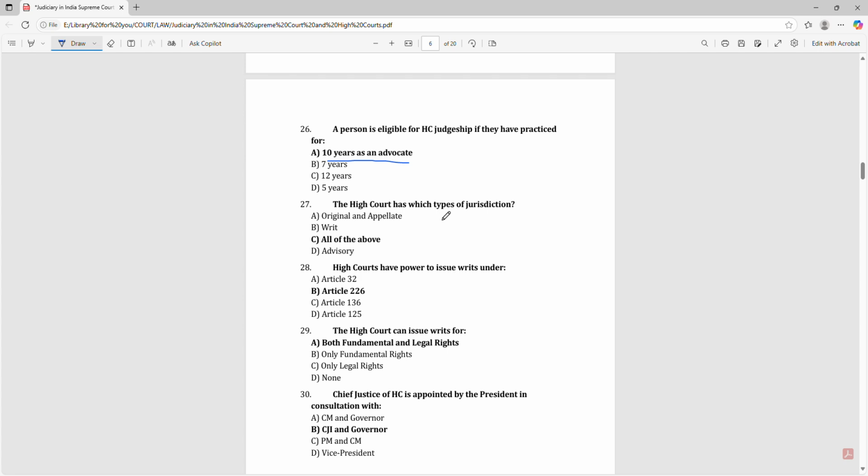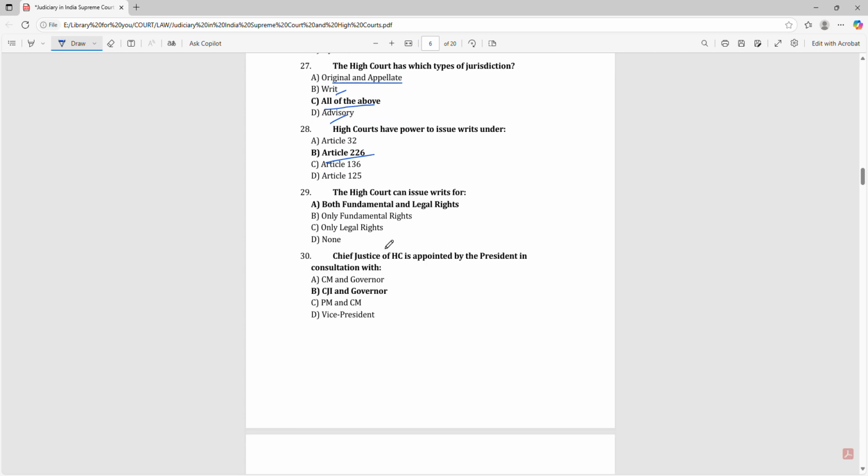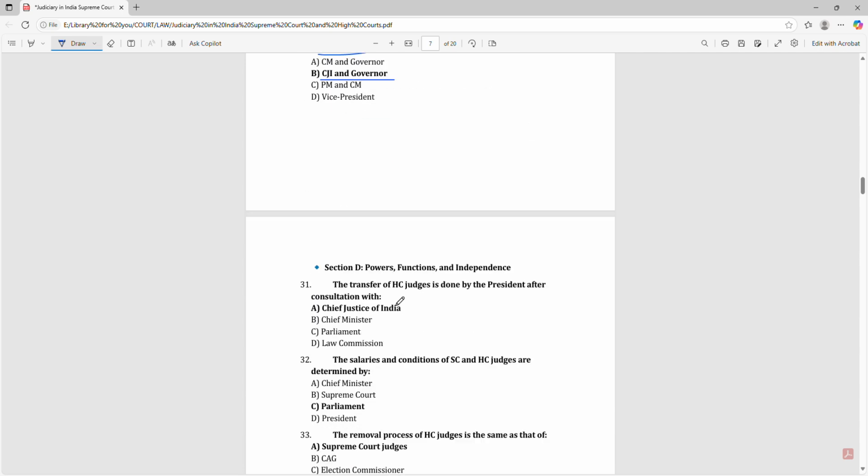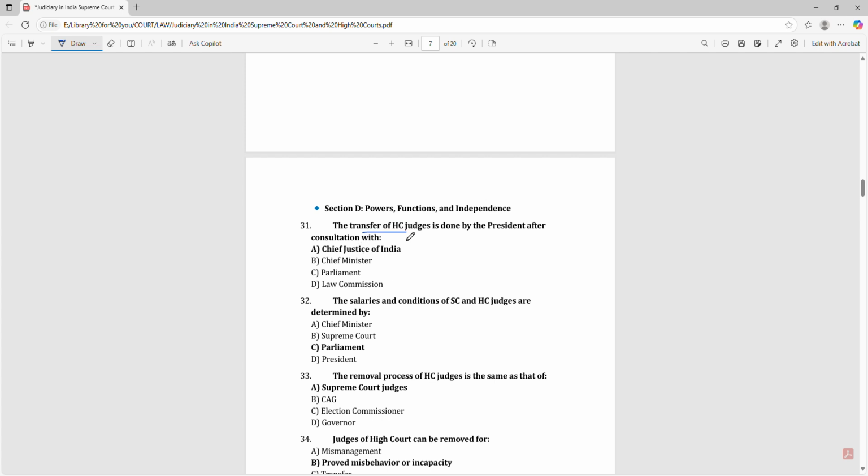The High Court has which types of jurisdiction? All of the above, that is original and appellate, writ and advisory. High Courts have the power to issue writs under Article 226. The High Court can issue writs for both fundamental and legal rights. The Chief Justice of the High Court is appointed by the President in consultation with the CJI and Governor. The transfer of a High Court judge is done by the President after consultation with the Chief Justice of India.